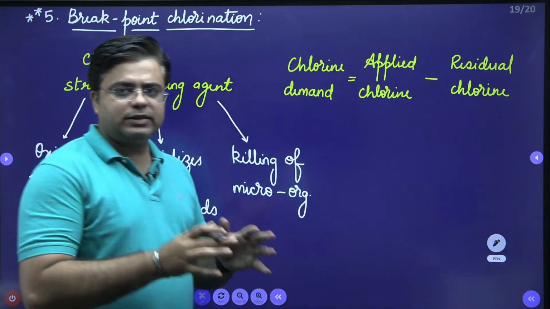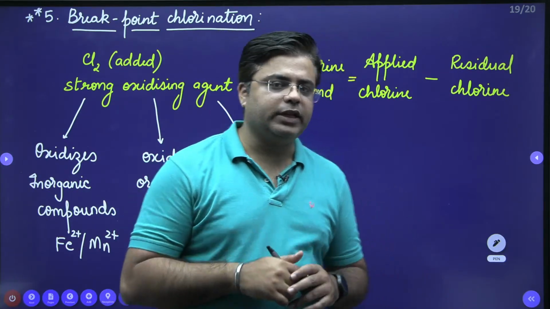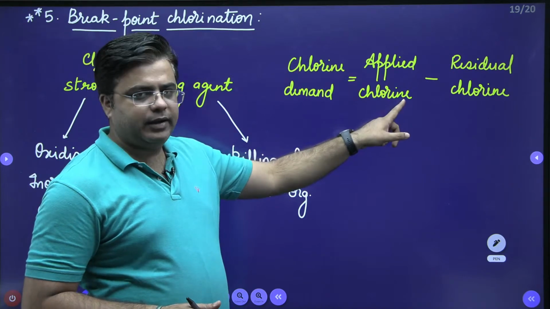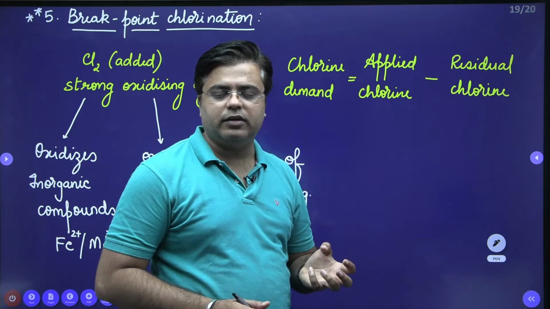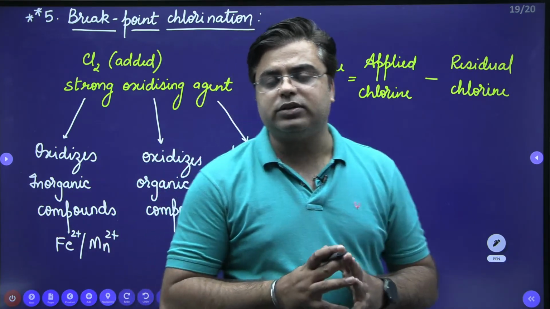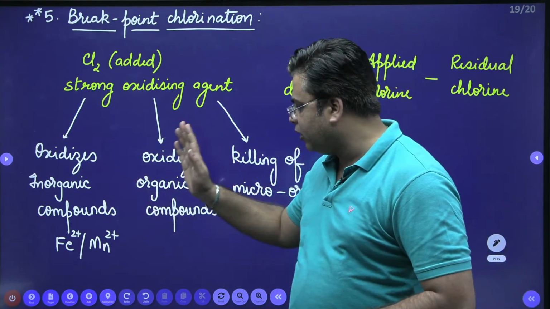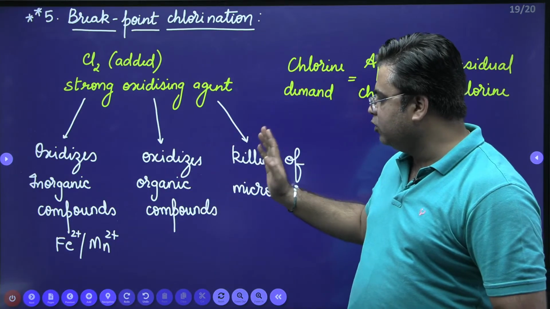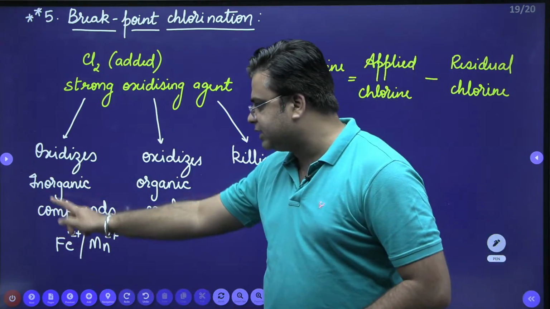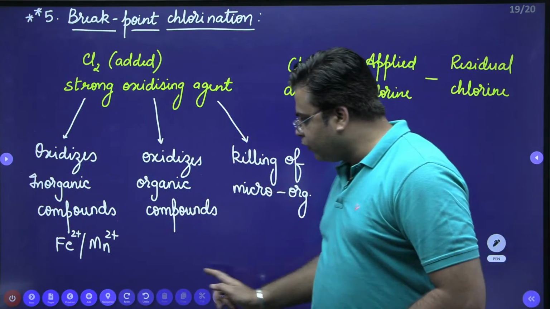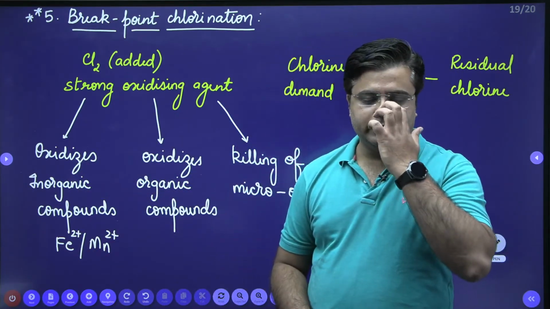So chlorine demand, that is the amount of chlorine which is required to carry out the disinfection, depends on two things: how much chlorine you are applying, and second, how much chlorine is left after this disinfection is done, right? So chlorine, being a strong oxidizing agent, will oxidize the inorganic compound, will oxidize the organic compound, and will be used for killing of microorganisms. So this is the domain where all your chlorine is getting used up. And the amount of chlorine required to do all these activities is known as chlorine demand, right?